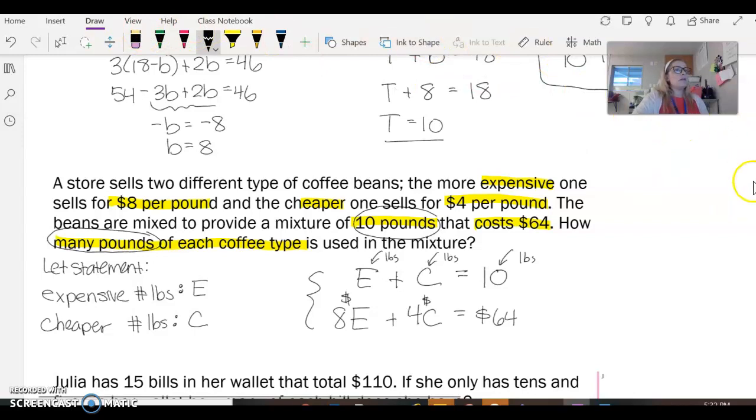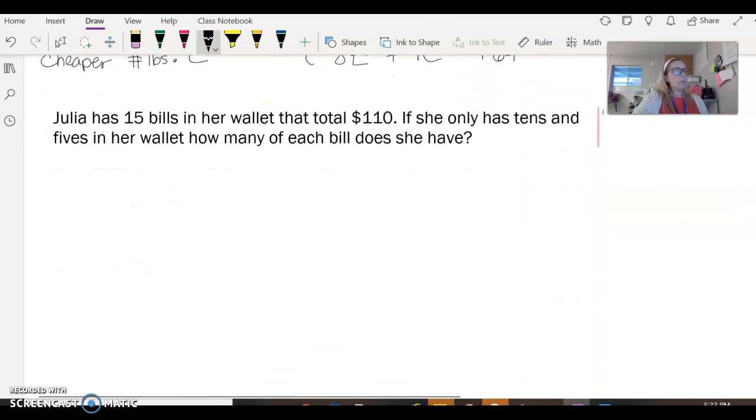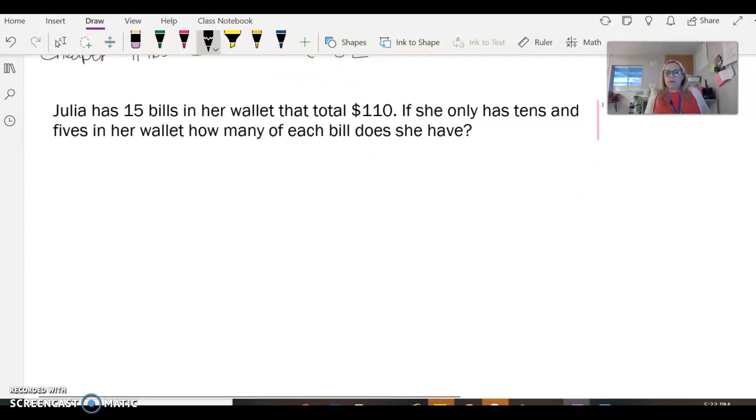All right, and then for our last one, these are like popular questions in the math world. Apparently, we love to have you guess how much money is in our pocket or in our wallet and stuff like that. So here it looks like we don't have that much information, but again, pause and see if you can set it up. Okay?